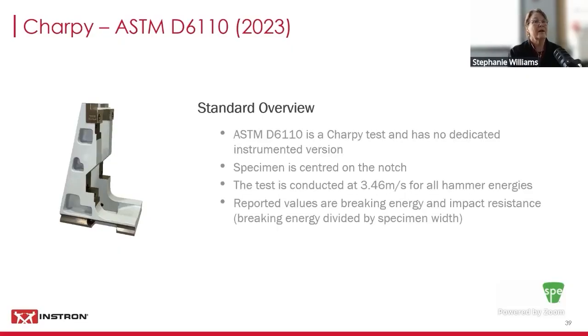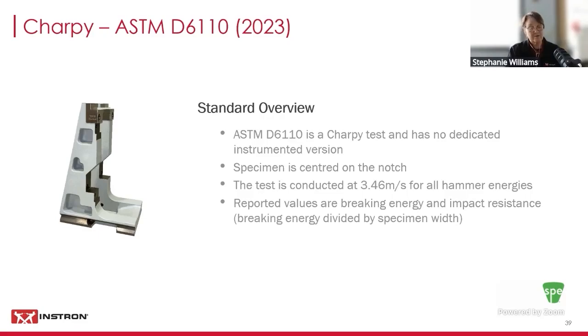The overview: there is no dedicated fully instrumented version in ASTM. As I noted, the notched specimen is centered on the notch. The test itself, regardless of the amount of impact energy you're using, so whatever the capacity of the hammer is, is always conducted at 3.5 meters a second. What you're reporting are the values: the breaking energy and impact resistance. So this is breaking energy divided by the specimen width.